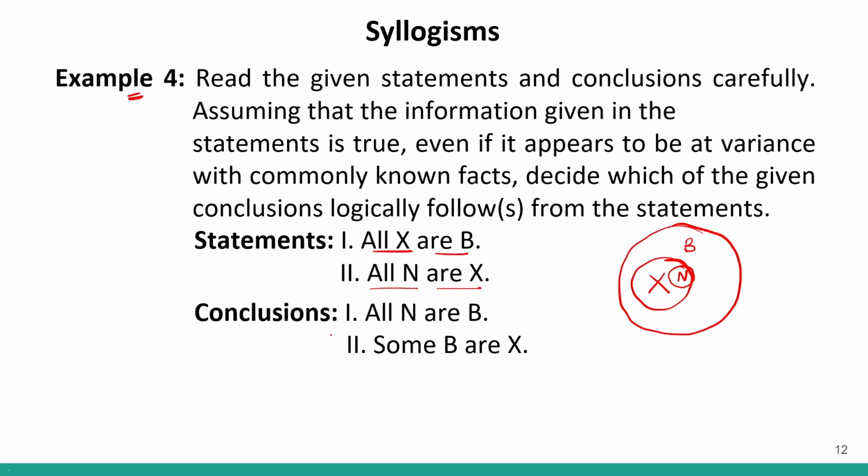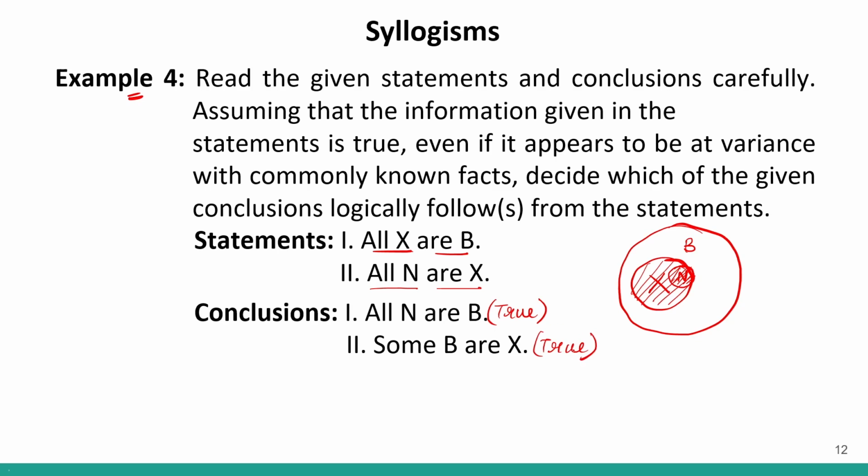Now let us look at the conclusions. Conclusion 1 says all n are b. Definitely this is correct, because if all n are x and all x are b, all n will definitely be b. So this is definitely true. Therefore this will be a conclusion that follows. Conclusion 2 says some b are x. Again I can see b is the bigger one. There is some portion of b that is x. So this is also true. So both these statements are true.